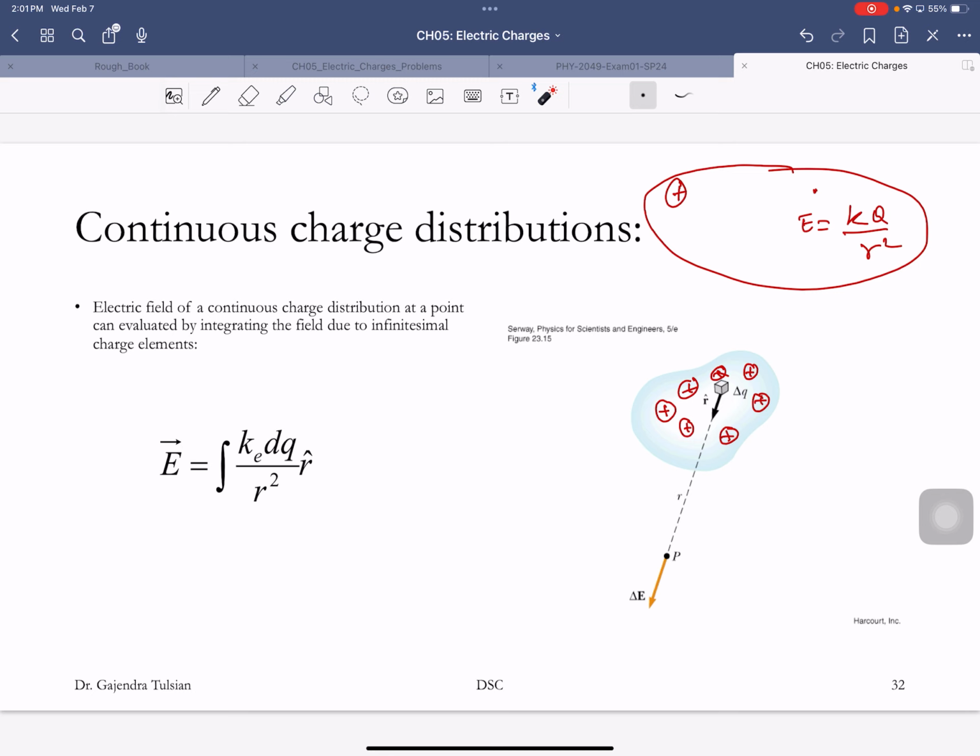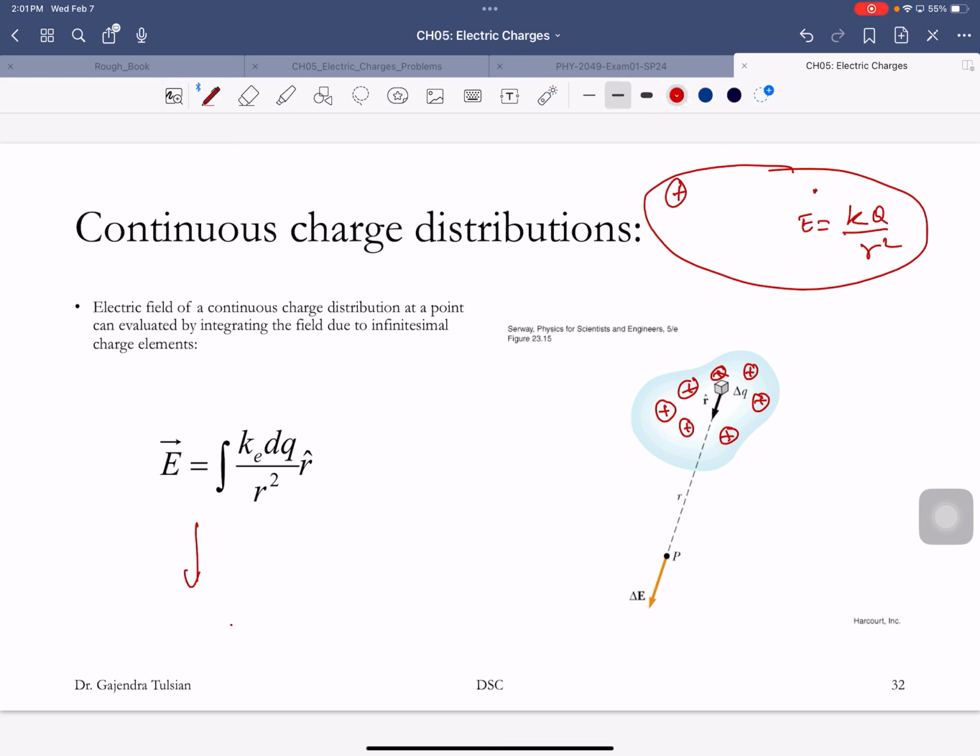And then you would sum over all the pieces, and that's what the integral is. So this would be a 3D integral. Okay. Now, in most cases, this integral is impossible to do. But here's an expression in principle.